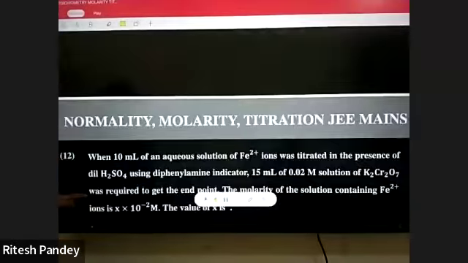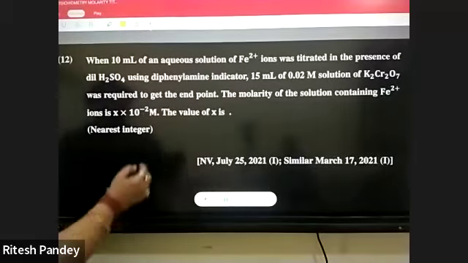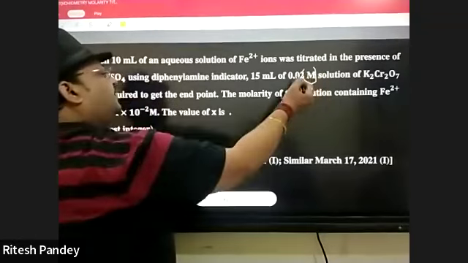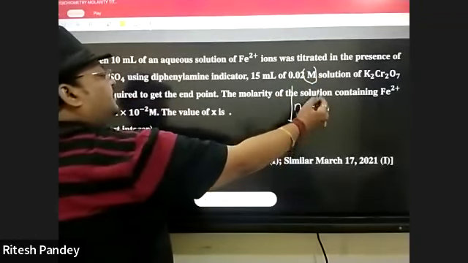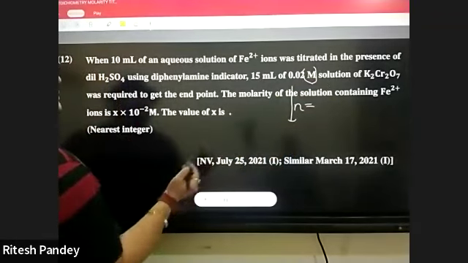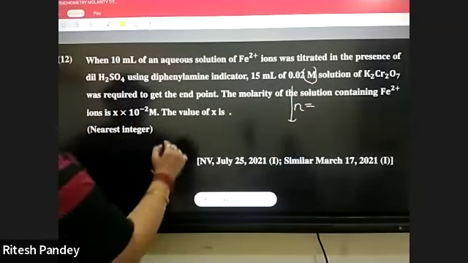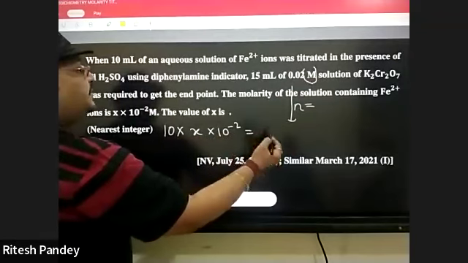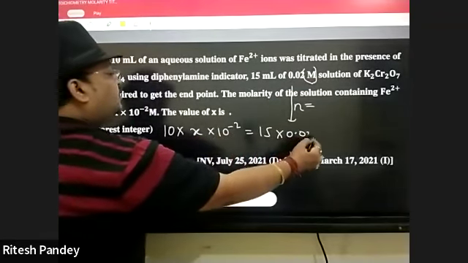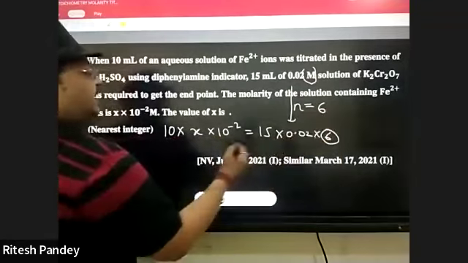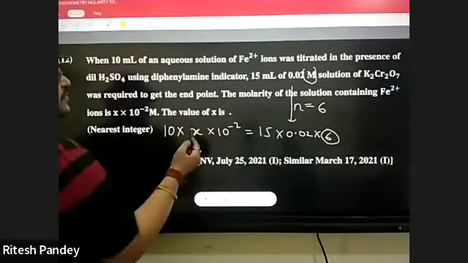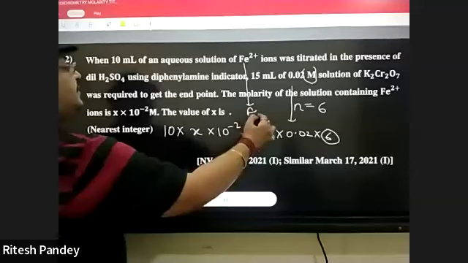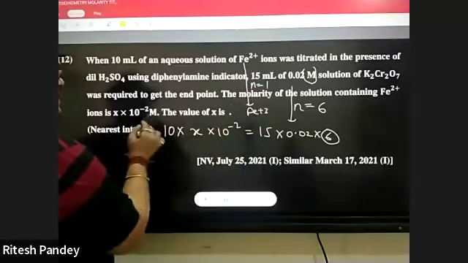Question 12. When 10 ml of aqueous solution was titrated in presence of sulfuric acid, find the value of x in the formula. The n factor is 6. I think everybody remembers it. 15 into 0.02, I multiply with 6 because 6 is the factor here. I'm including number of equivalents. In this case, the number of equivalents is the same as the number of moles because ferrous becoming ferric, the n factor is 1 only.